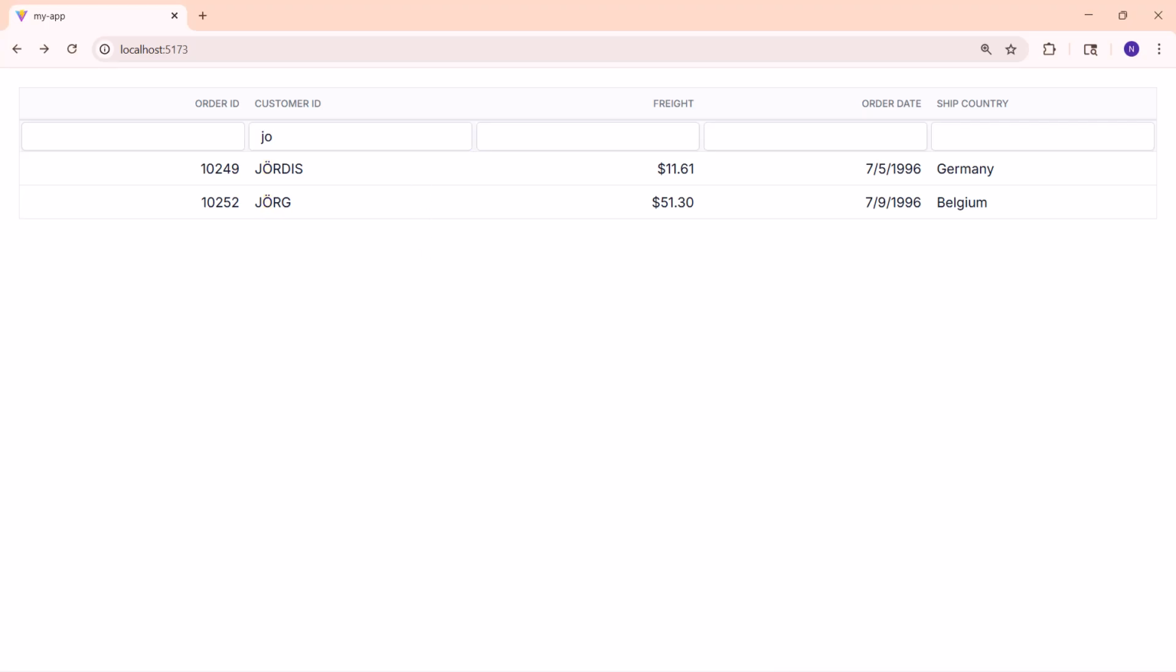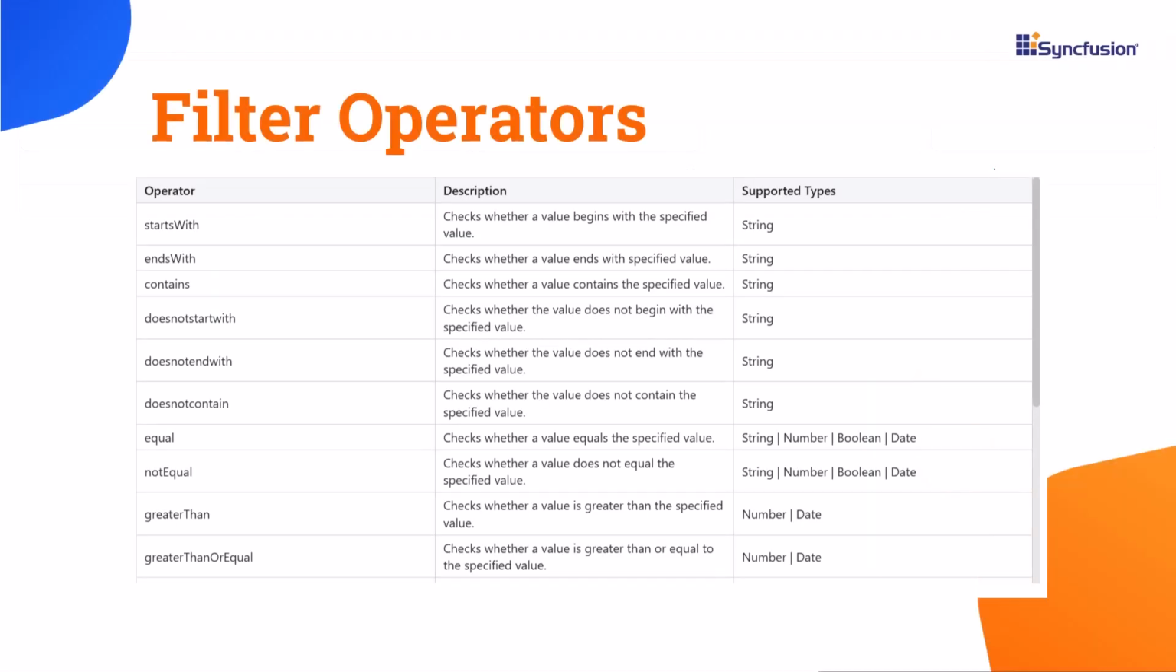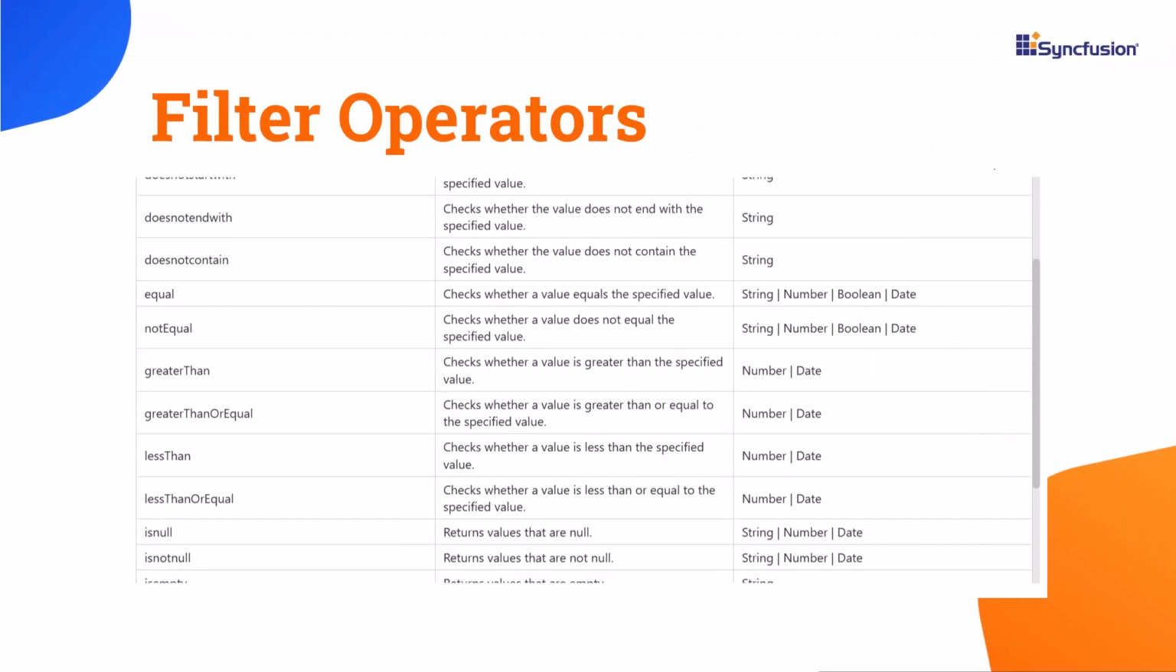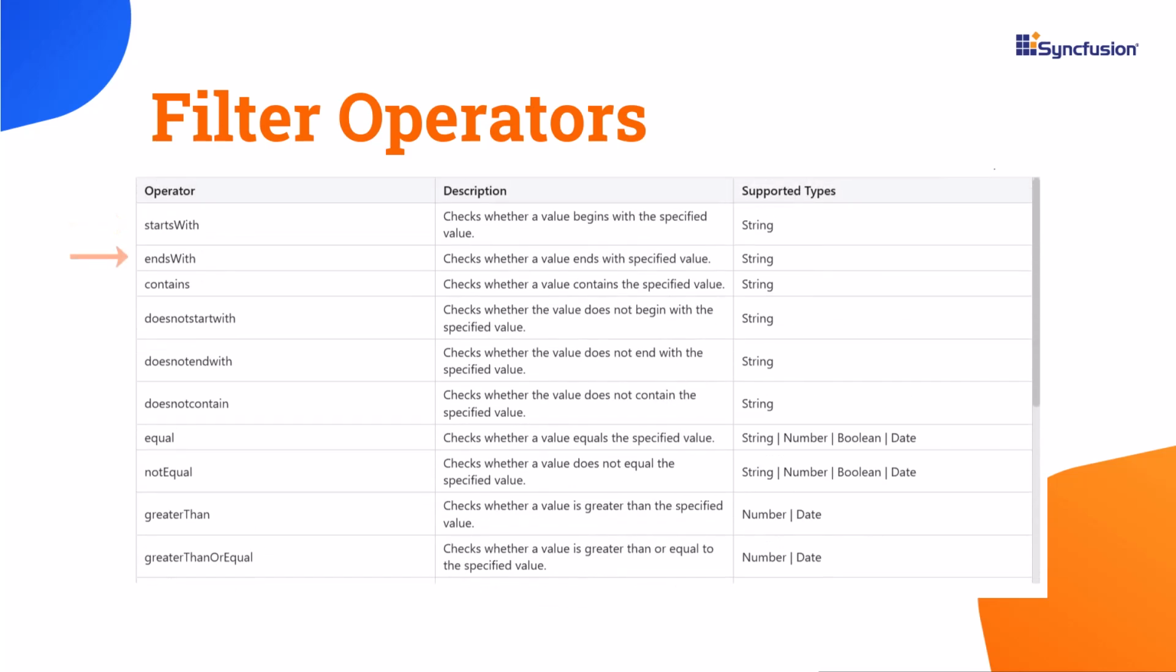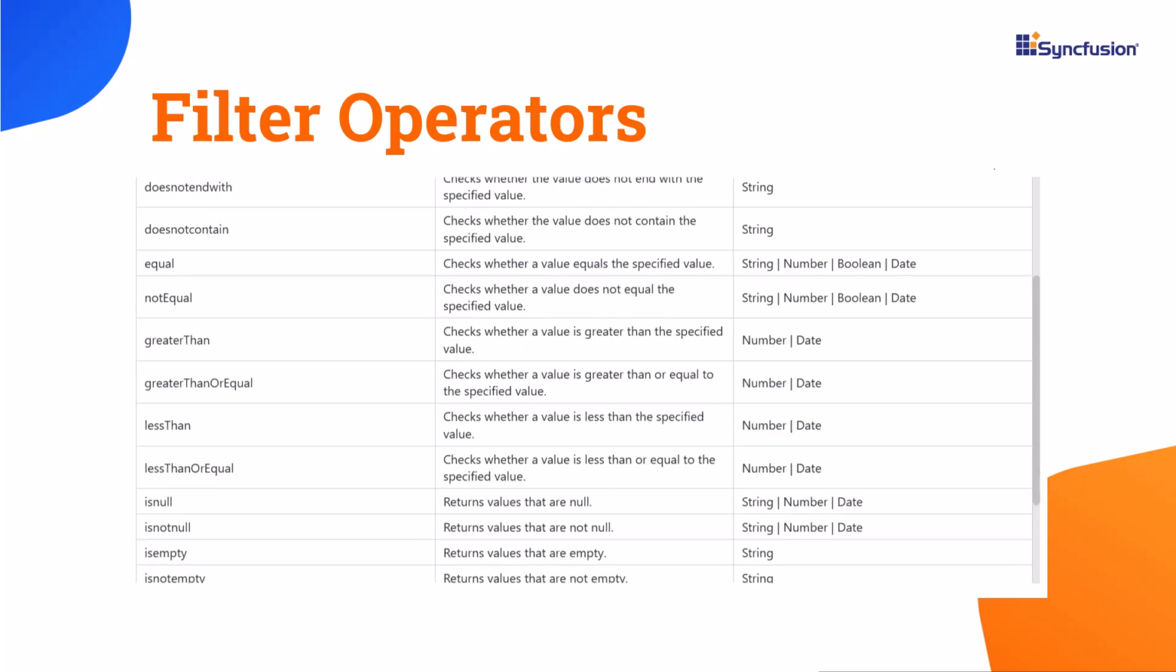You can also apply filter conditions during the initial load using filter operators. Here is the list of built-in operators supported by the Data Grid. The operators startsWith, endsWith, and contains can be applied to grid columns of type string. The operators equal and notEqual can be applied to columns of type string, number, boolean, and date. The operators greaterThan, greaterThanOrEqual, lessThan, and lessThanOrEqual can be applied to columns of type number and date.